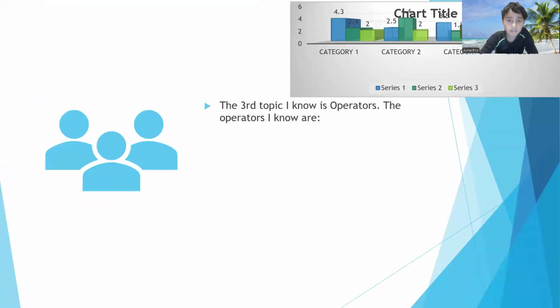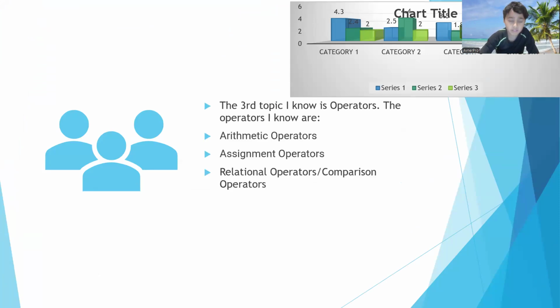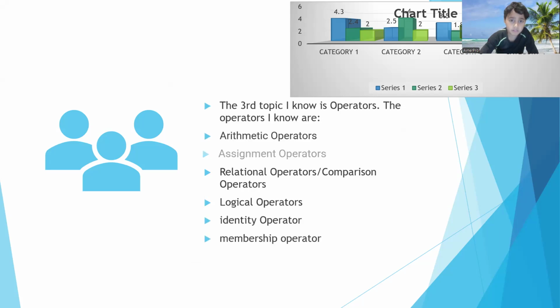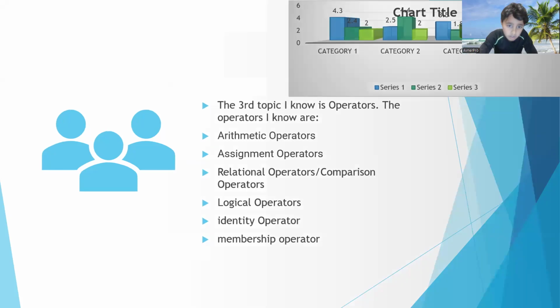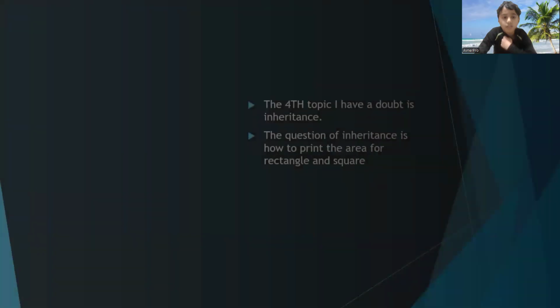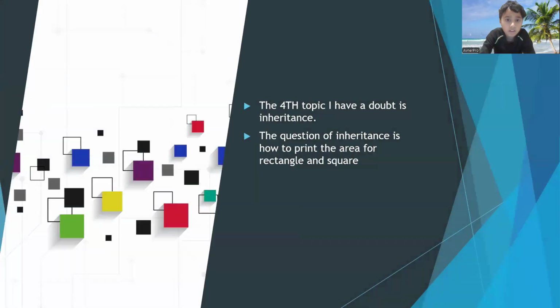The third topic I know is operators. The operators I know are arithmetic operators, assignment operators, relational operators, logical operators, identity operators, and membership operators. The fourth topic I have a doubt on is inheritance. The question of inheritance is how to print the area for a rectangle and square.